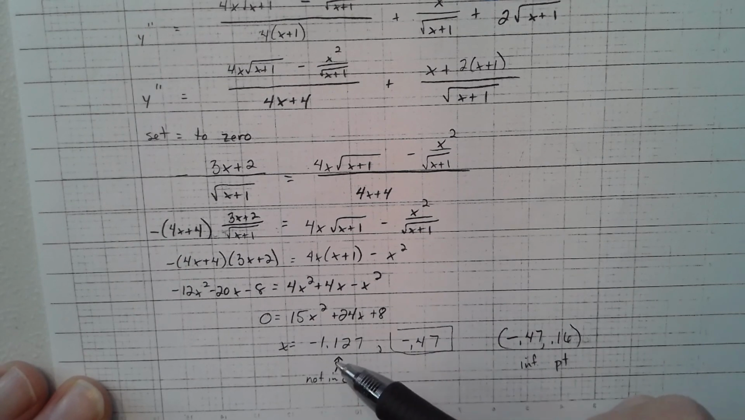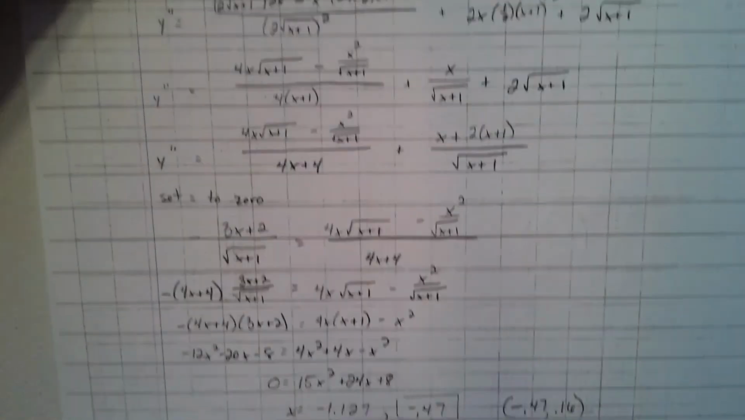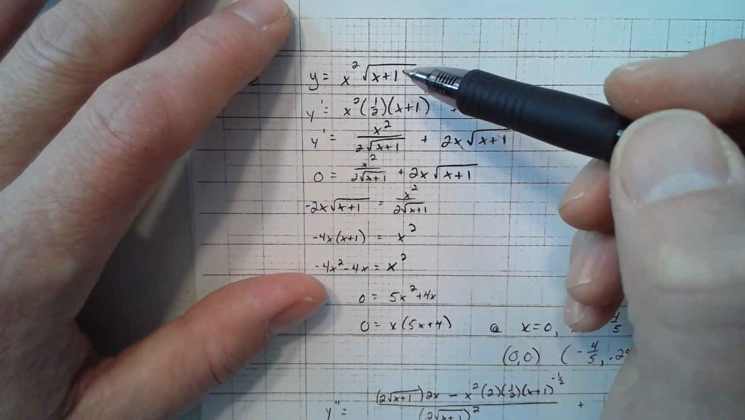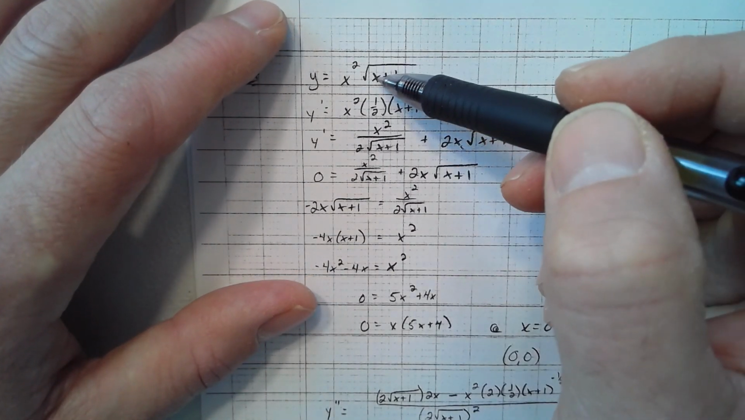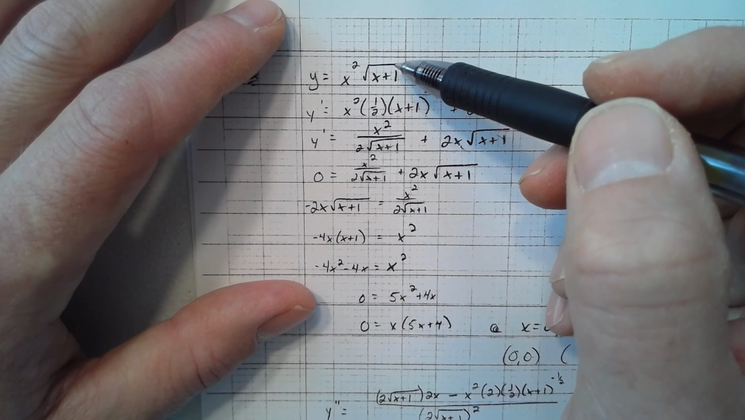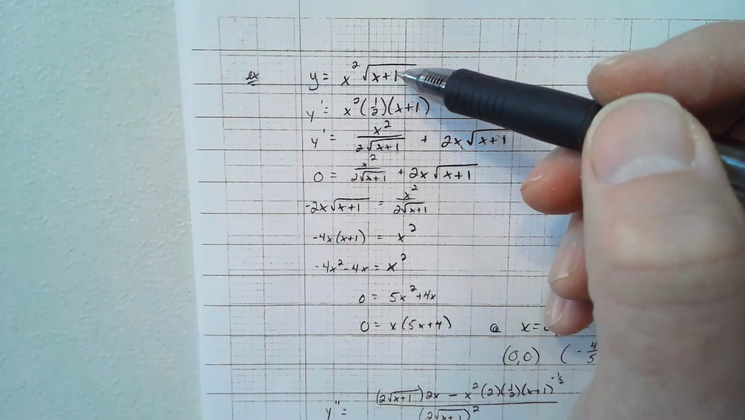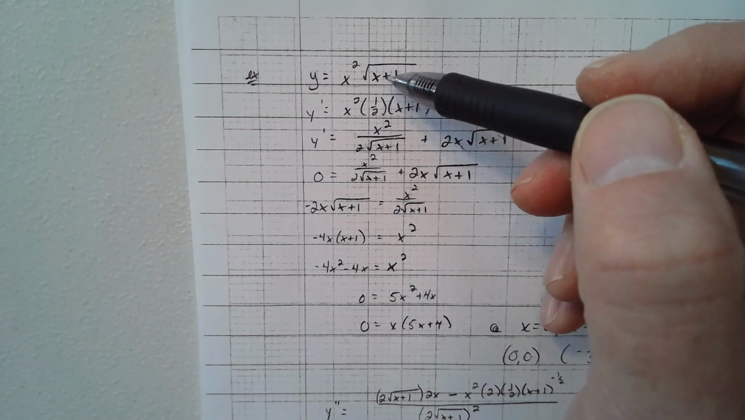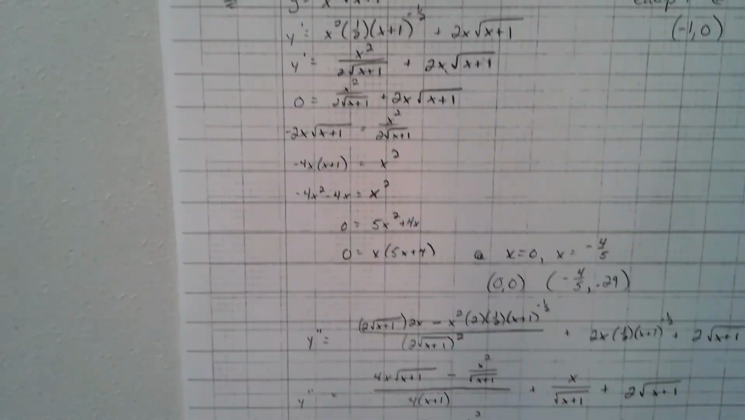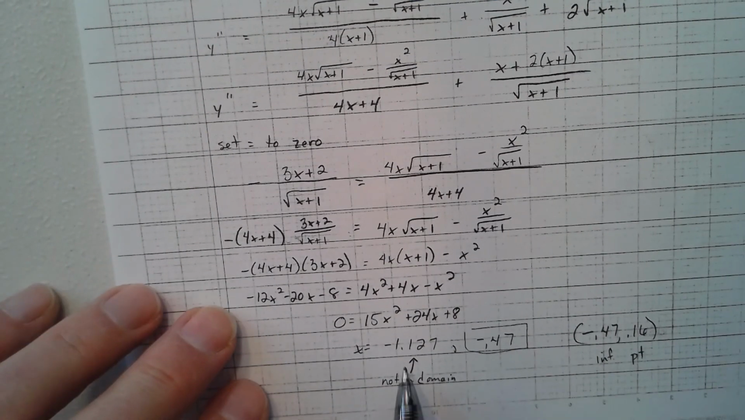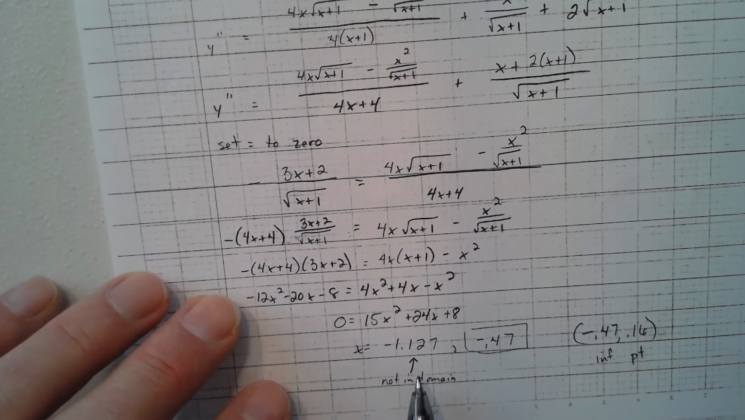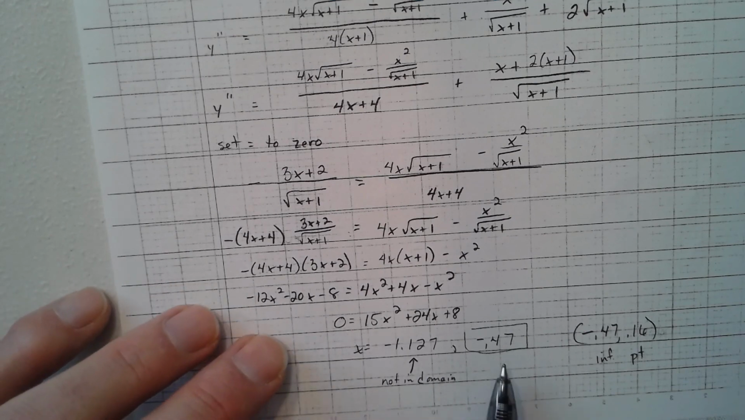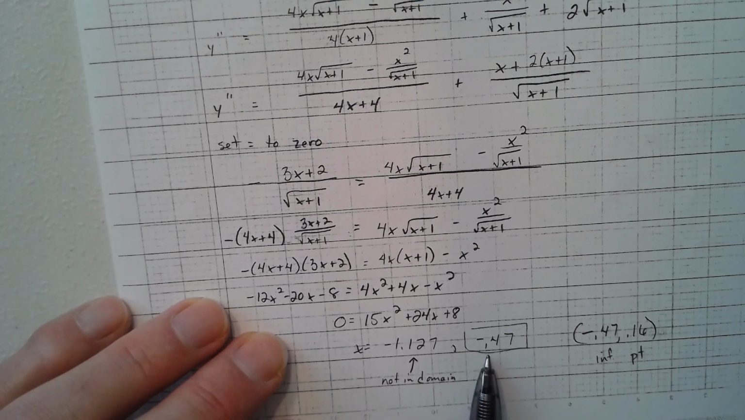So negative 1.127 is not in the domain of the function. You can look at the original, and the domain of this is negative 1 and larger. So x is greater than or equal to negative 1. Anything less than negative 1 will not be in the domain because you'll be taking the square root of a negative number. So this is not a possibility because it's outside the domain. So this is my only x value that produces the inflection point. You can plug it back into the original and we get our inflection point.